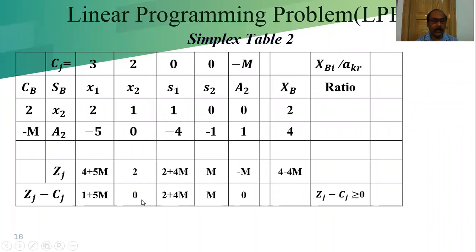Four minus 4m. But see, Zj minus Cj is greater than or equal to 0, at the positive level. This is a positive value, this is a positive value, this is a positive value. So what would be the conclusion? In this case, we reach the optimality condition, Zj minus Cj is satisfied, but one artificial variable is present in the basis at the positive level. So we can conclude this solution is a pseudo solution as per our definition.